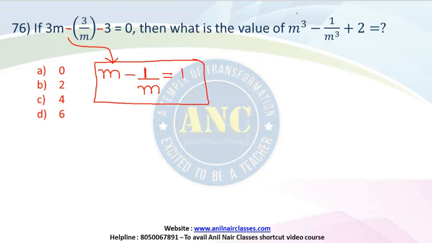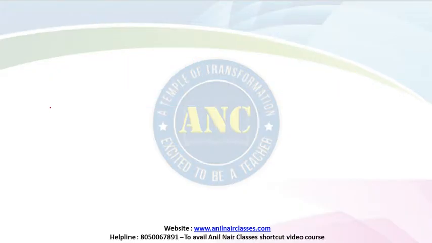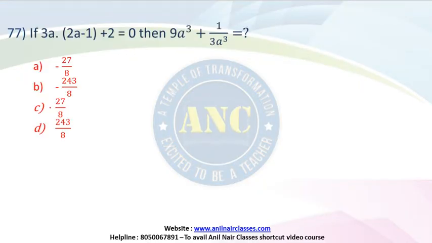So they are asking you what is m cube minus 1 by m cube plus 2. Whenever I know the value of m minus 1 by m, m cube minus 1 by m cube is k cube plus 3k, 1 cube plus 3 into 1. This plus 2, I will write as it is. The answer for this easy question is 1 plus 3 plus 2, which is nothing but 6, which is option D. 76 is a very easy question by nature. Now see here, sir. Let us move on to some beautiful questions.